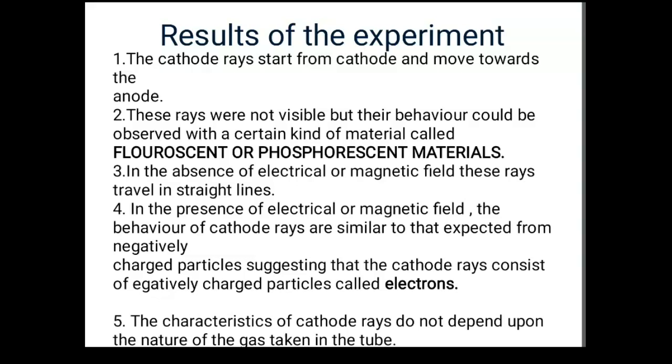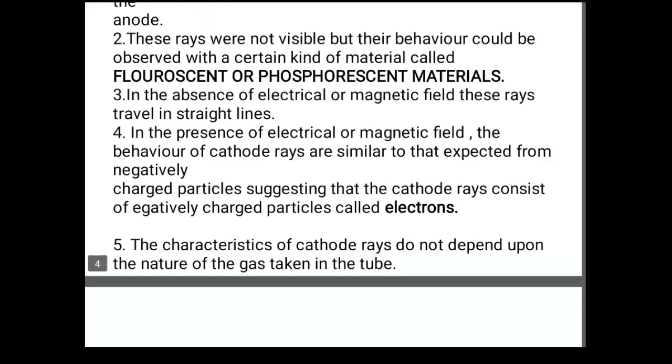Now, there are some more points to be discussed under the results. That is, in the absence of electrical or magnetic field, these rays travel in a straight line. And in the presence of electrical and magnetic field, the behavior of these rays was similar to that expected from negatively charged particles, suggesting that cathode rays consist of negatively charged particles called electrons. Now, what are the properties of cathode rays?